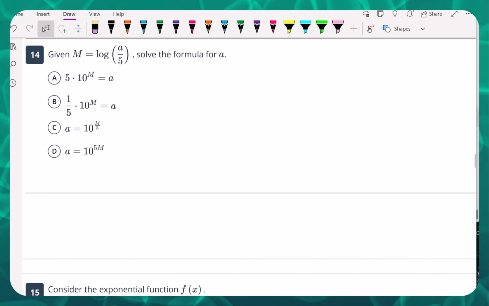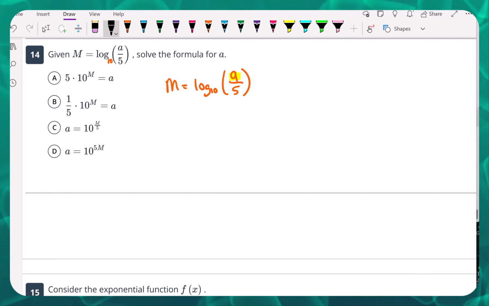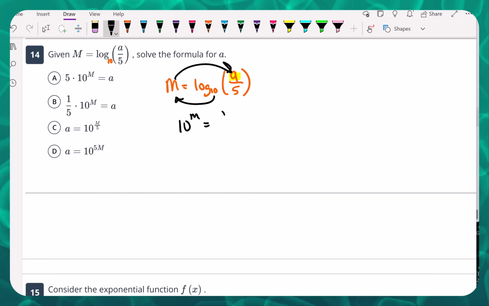It says given m is equal to the log. Now this is a common log, so remember there's a little bitty invisible 10 here, and then it's the log of a over 5. It says solve the formula for a. So let me go ahead and write this down. I'm going to also write base 10 so we can see what we're going to do next. If you're trying to get a by itself, we're kind of stuck at this point. So remember, if you get stuck on a logarithm or an exponential function, you need to switch forms. To switch forms, you start writing the base, which is 10, and then you're going to say 10 to the power of m is equal to a over 5.